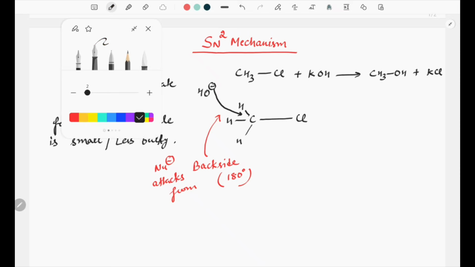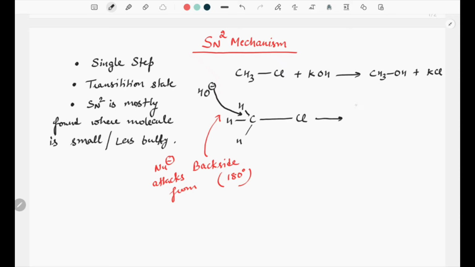As the attack occurs, a transition state is formed in which this chlorine is now leaving the molecule and the bond with OH is being formed, and for the time being the carbon adopts a hybridization which is similar to the planar geometry, and once the reaction is complete, methanol is formed.